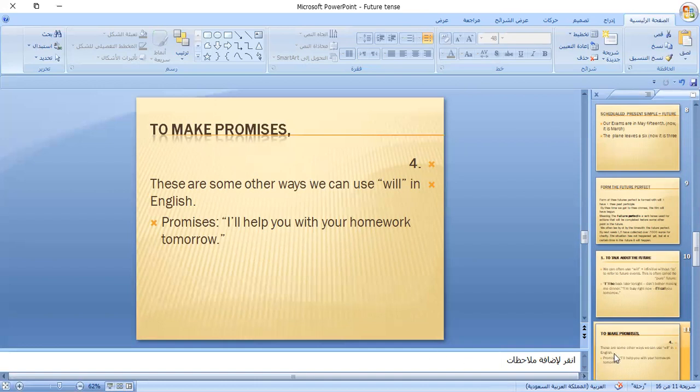Also, we use it for threat, to threaten someone. When some of the students are naughty, I say, if you don't stop talking, I'll send you out. If you don't stop your misbehavior, you will be punished. So this is threatening, okay? Threatening means punishing someone for something. You tell someone that you will punish him for something wrong.